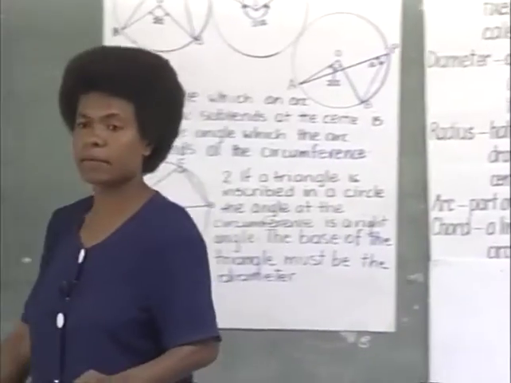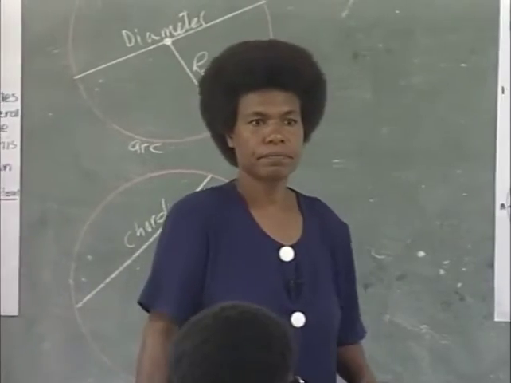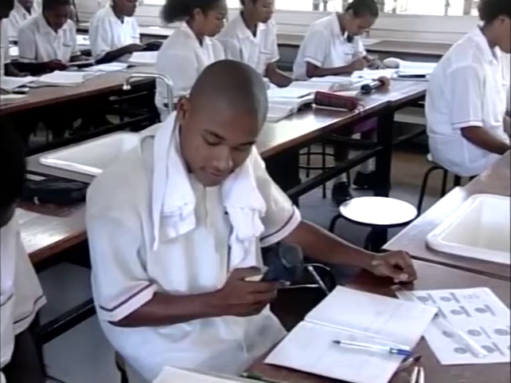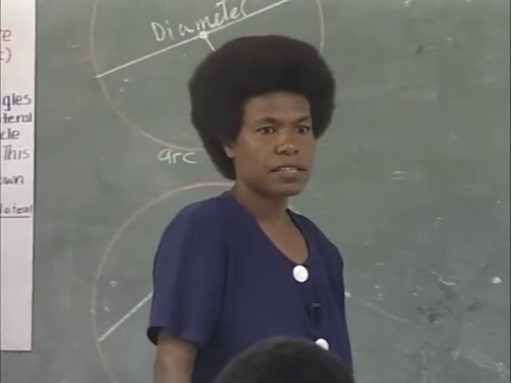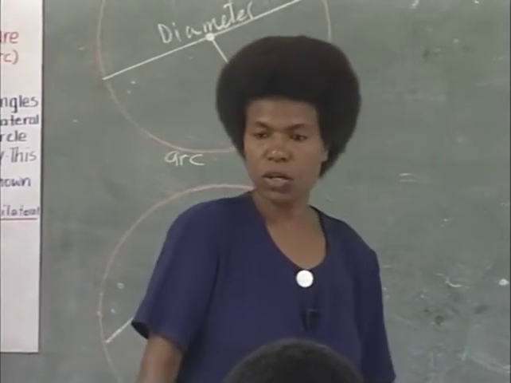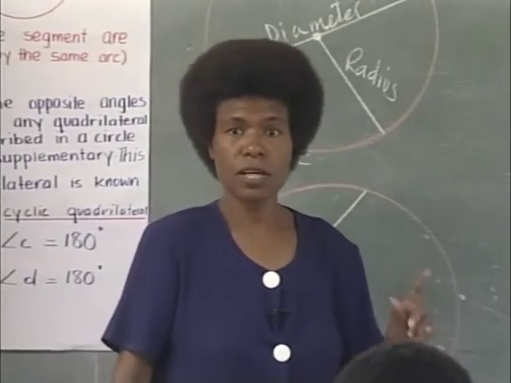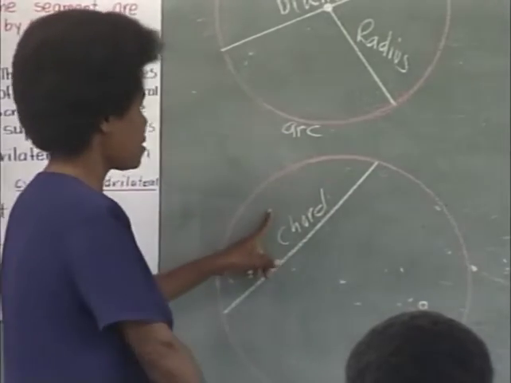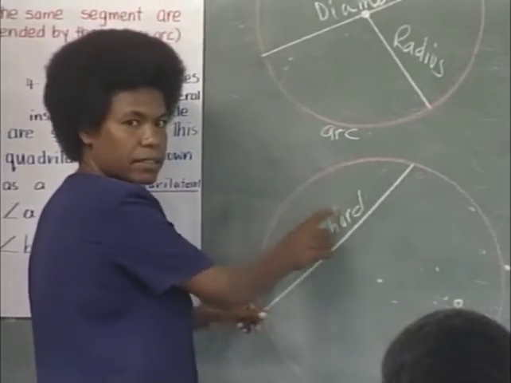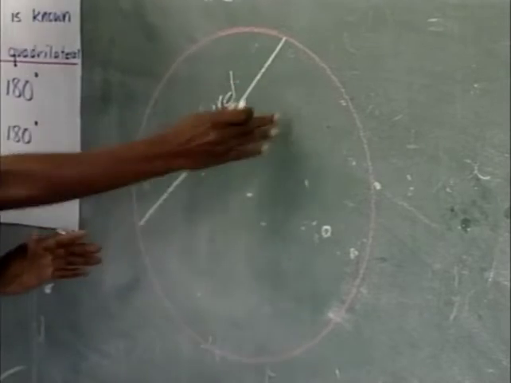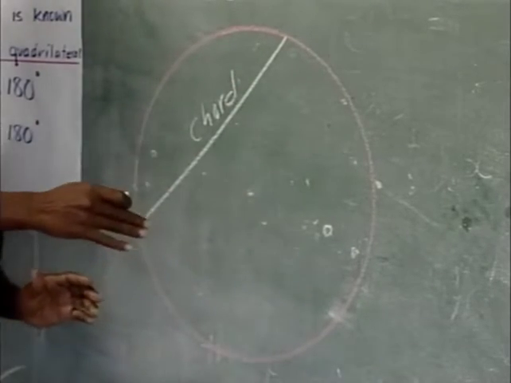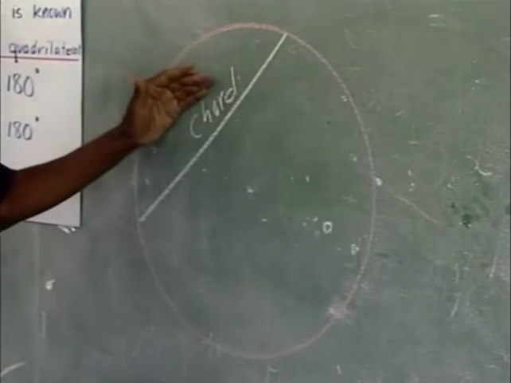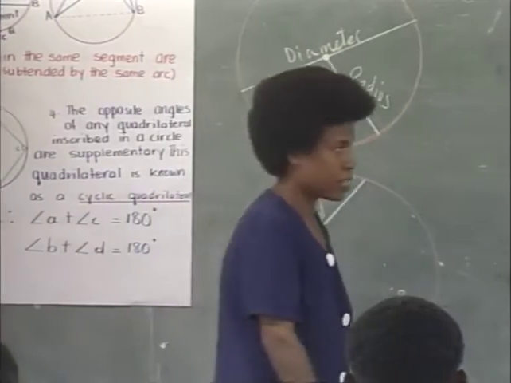All right, next one, segment. A segment of a circle. A region of a circle bounded by an arc and a chord. The chord divides the circle into 2 segments. Okay, here I drew a chord earlier on. This is called the minor segment, the smaller part of the circle, and this is called the major segment. So the chord divides the circle into 2 segments. The smaller one, the minor segment, and the bigger one, the major segment.